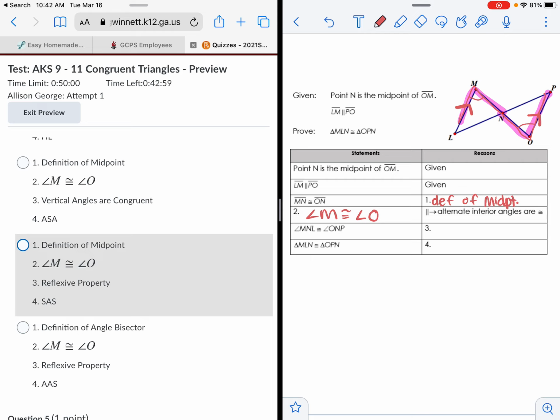All right, the next one says that angle MNL, so that's this angle here, is congruent to angle ONP. How are these two congruent? Notice they meet at this common point N and they are across from each other. So these are examples of vertical angles.